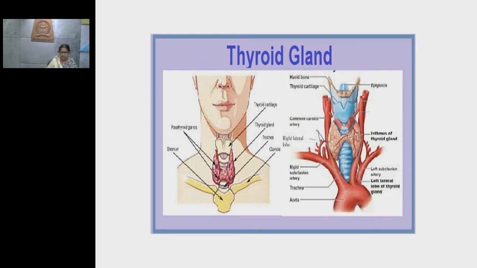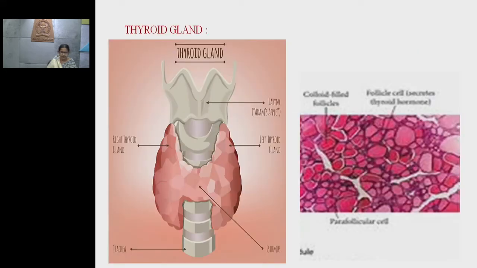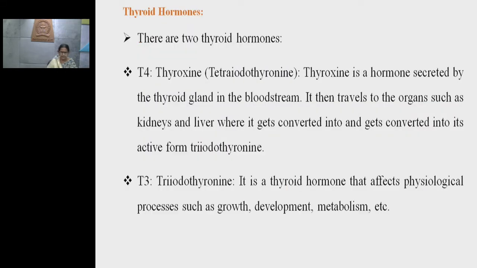See the picture of this gland. It is butterfly shaped, joined by an isthmus. It shows two lobes. This is the second figure, that is the internal structure of the thyroid gland. Then we'll see the hormones.